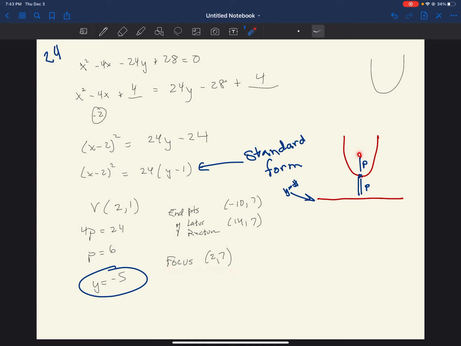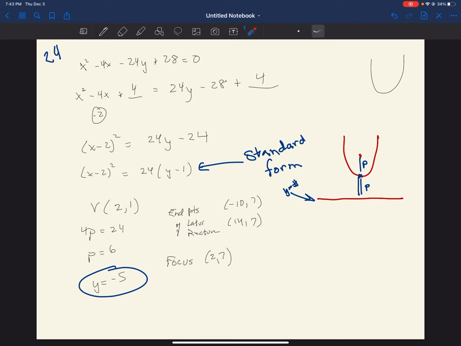Now, I know the latus rectum runs through here. So I know it'll be at a height of 7. And I know it's 2p that way and 2p that way. But p is 6, so 2p is 12. So I have to go 12 that way. Well, 2 minus 12 is negative 10. And I have to go 12 that way. Well, 2 plus 12 is 14. And they're all the same height as the focus right there.